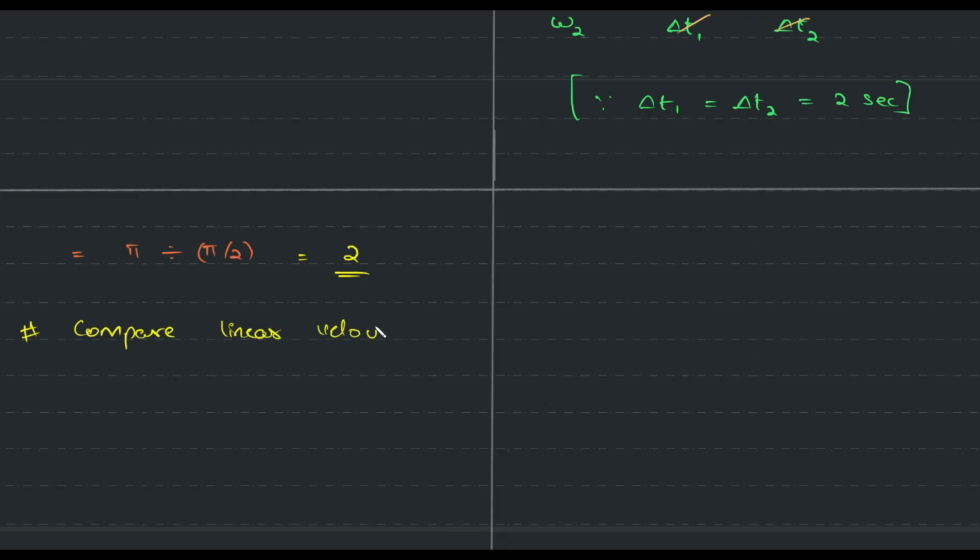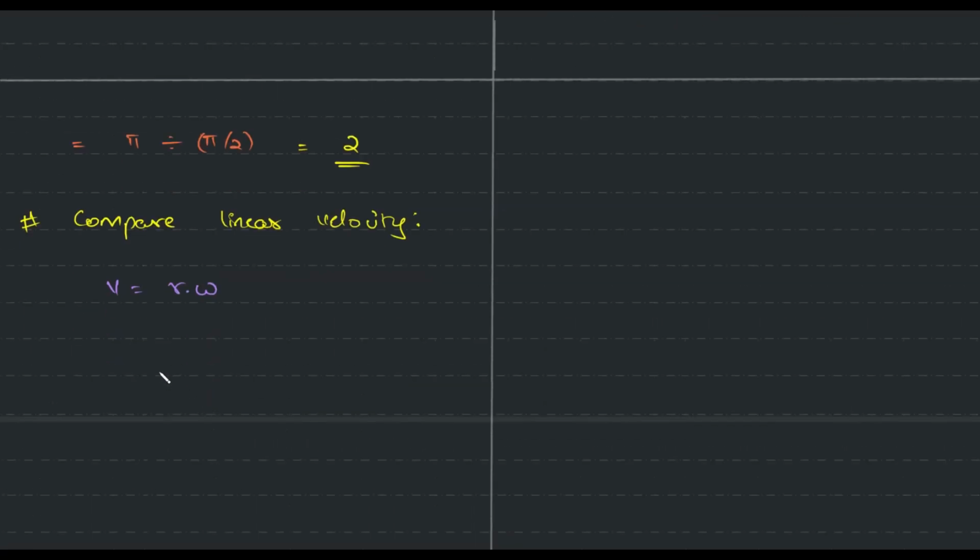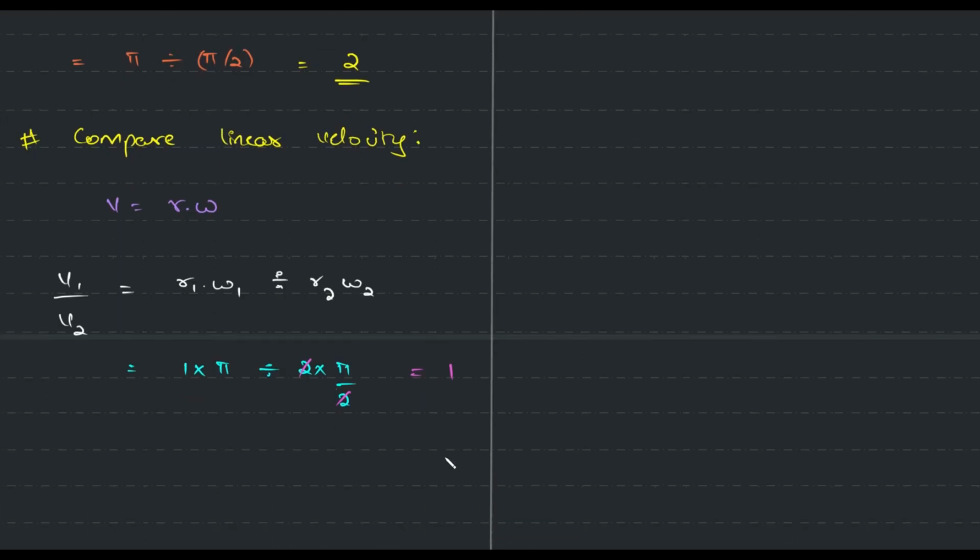linear velocity. So we have to make use of r into omega. So let's start with v1 by v2. So v1 is r1 omega 1 divided by r2 omega 2. So r1 is 1, omega 1 is pi, divided by, I think, pi by 2. So 2 gets cancelled, and so basically this is pi divided by pi, which is equal to 1. So when it comes to linear velocity, both have the same linear velocity. Can you see that?